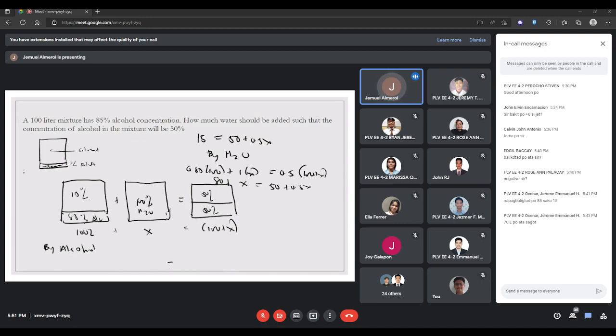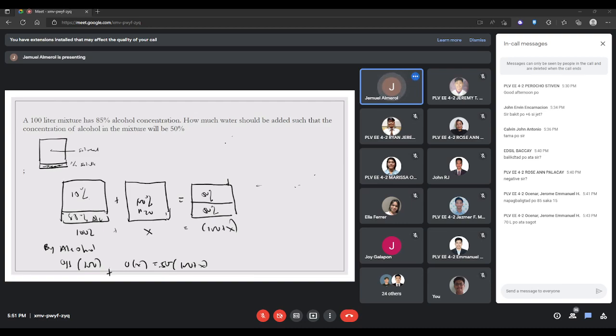So, by alcohol, 0.15 multiplied by 100 plus 0 times x equal to 0.5 times 100 plus x. Okay. Kasi may tendency ako magkaganyan eh, lalo pag not feeling that great.